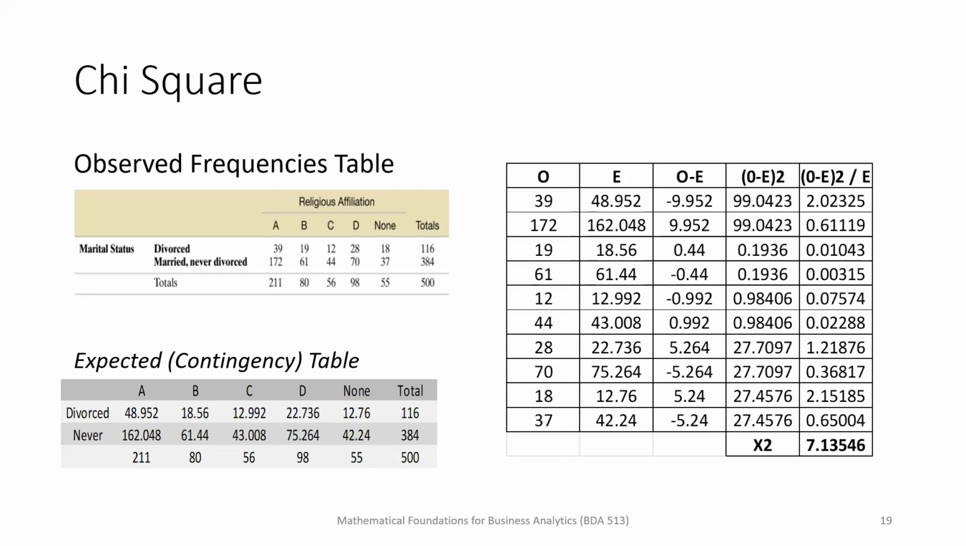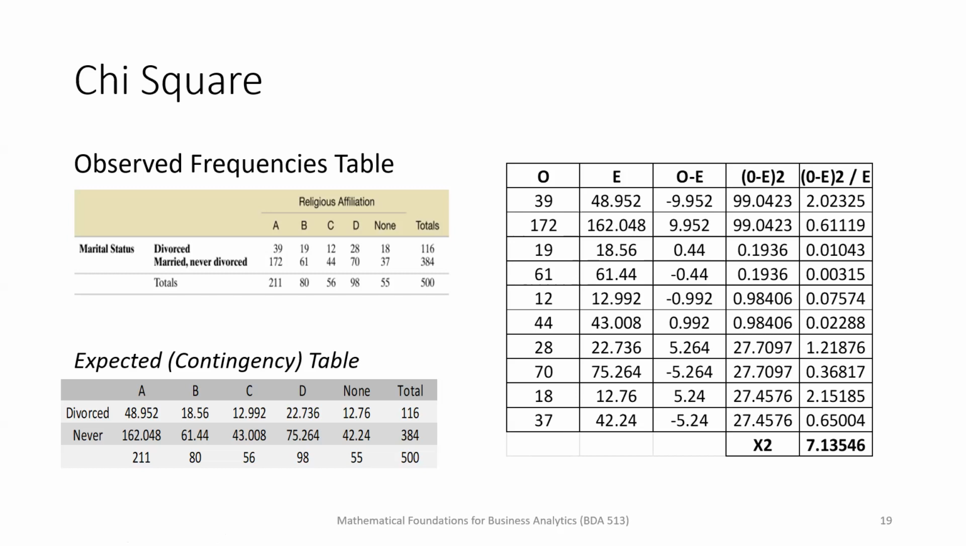Five. Okay, so we have 5 religious affiliations. So 1, 2, 3, 4, 5. So that gives us 5. That's the columns. And then what about the categories for the marital status?